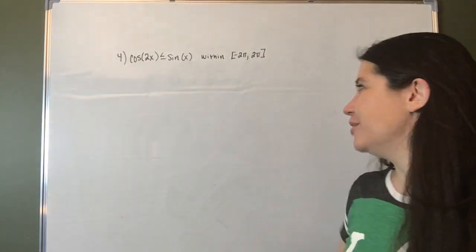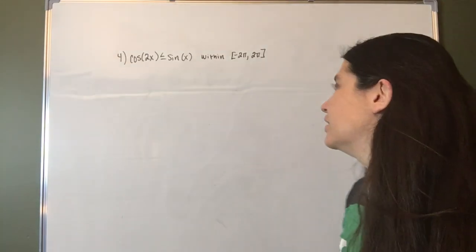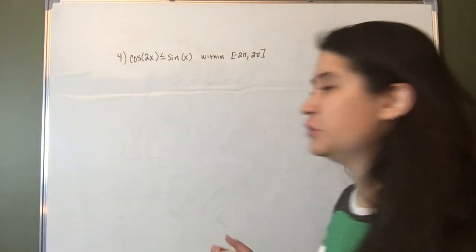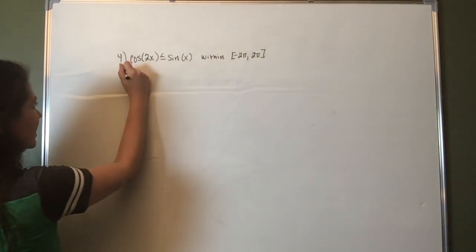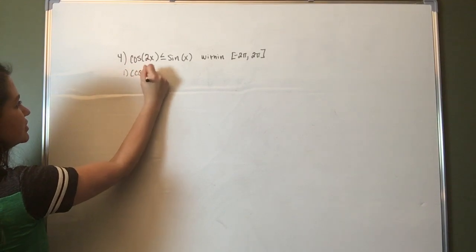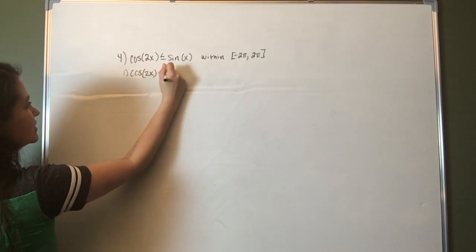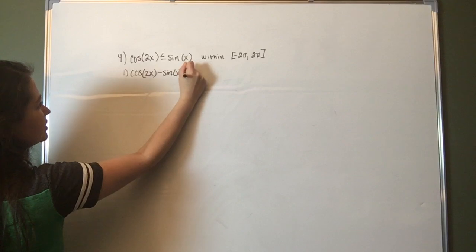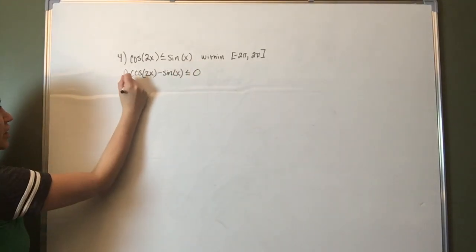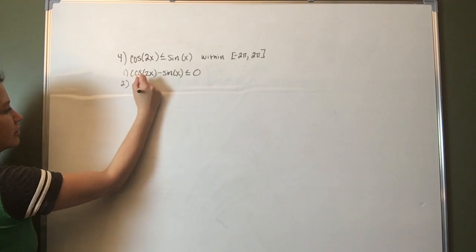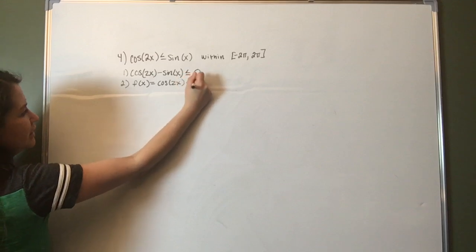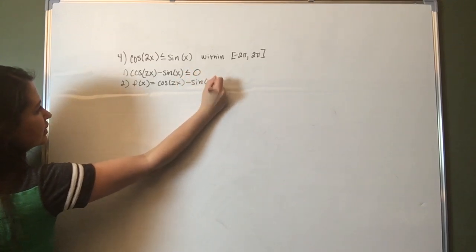All right, we're back. We're gonna do number 4, following those same exact steps, okay? Step number 1, remember, was to get everything on one side. So for step number 1, we're gonna have cosine of 2x minus sine of x is less than or equal to 0. All right, step number 2, write it as a function. Call it f of x equals cosine of 2x minus sine x.